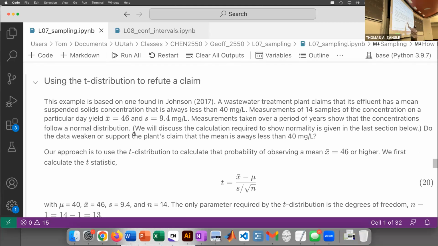Let's say that we have previously looked at this and seen that the concentrations follow a normal distribution. So we expect to see the data normally distributed. What we want to know is, do these data weaken or support the plant's claim that the mean is always less than 40 milligrams per liter? We had a mean greater than 40 milligrams per liter. Is that a reasonable claim? So we're going to use the t-distribution to figure out the probability of observing a mean of 46 or higher for this given sample.